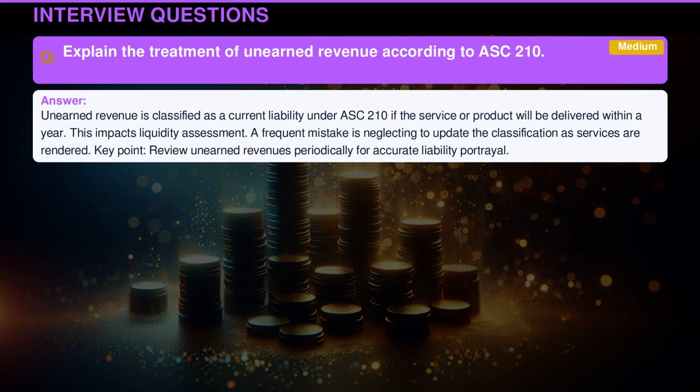Unearned revenue is classified as a current liability under ASC 210 if the service or product will be delivered within a year. This impacts liquidity assessment. A frequent mistake is neglecting to update the classification as services are rendered. Key point: review unearned revenues periodically for accurate liability portrayal.